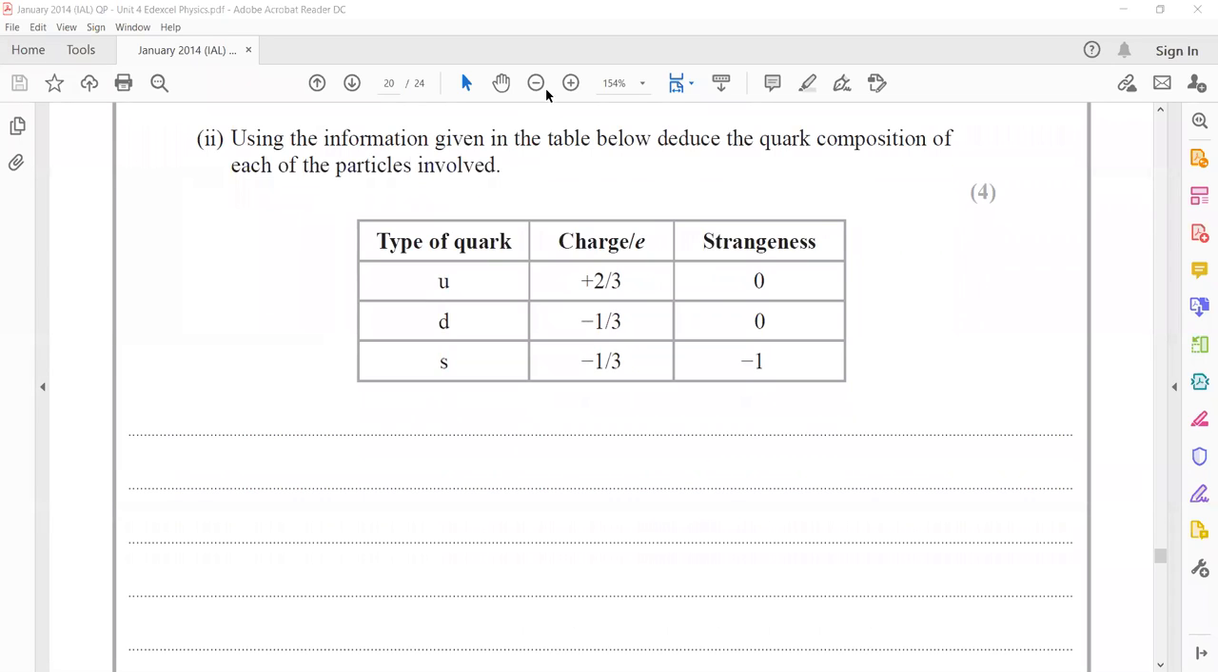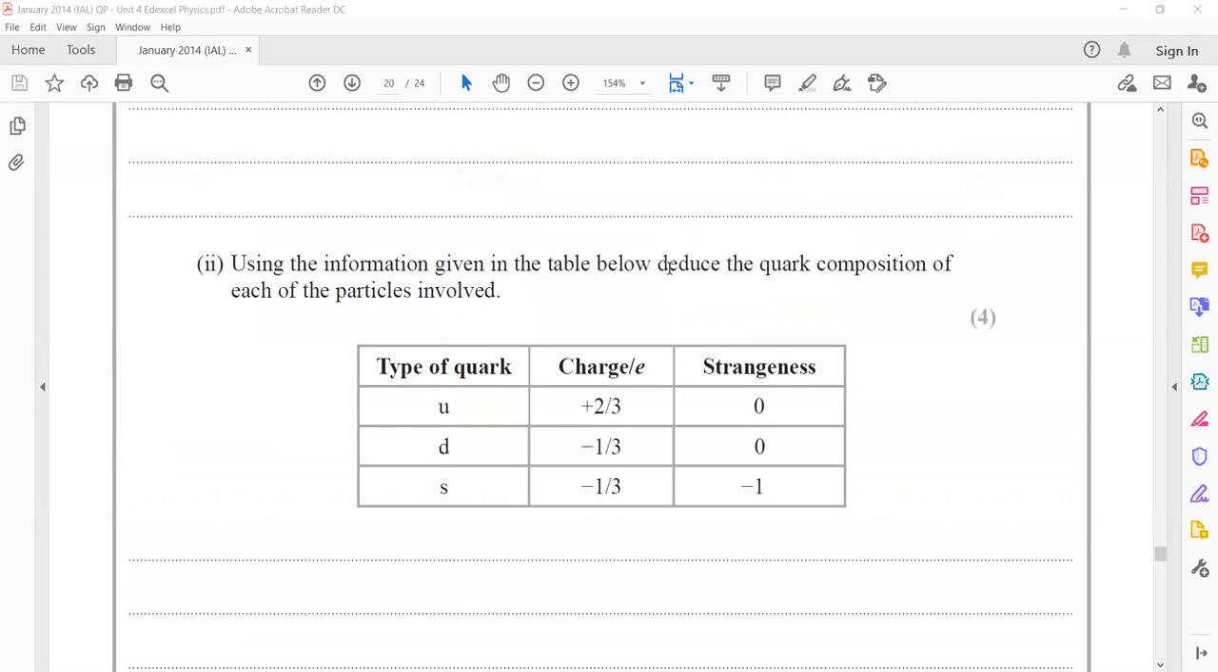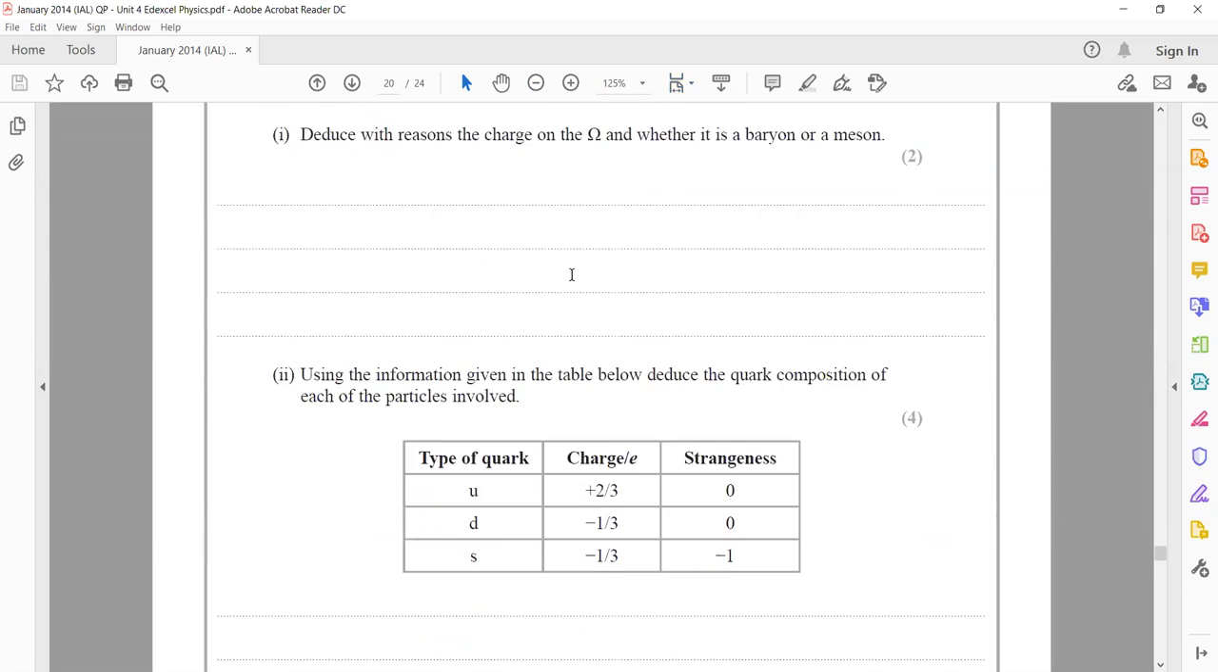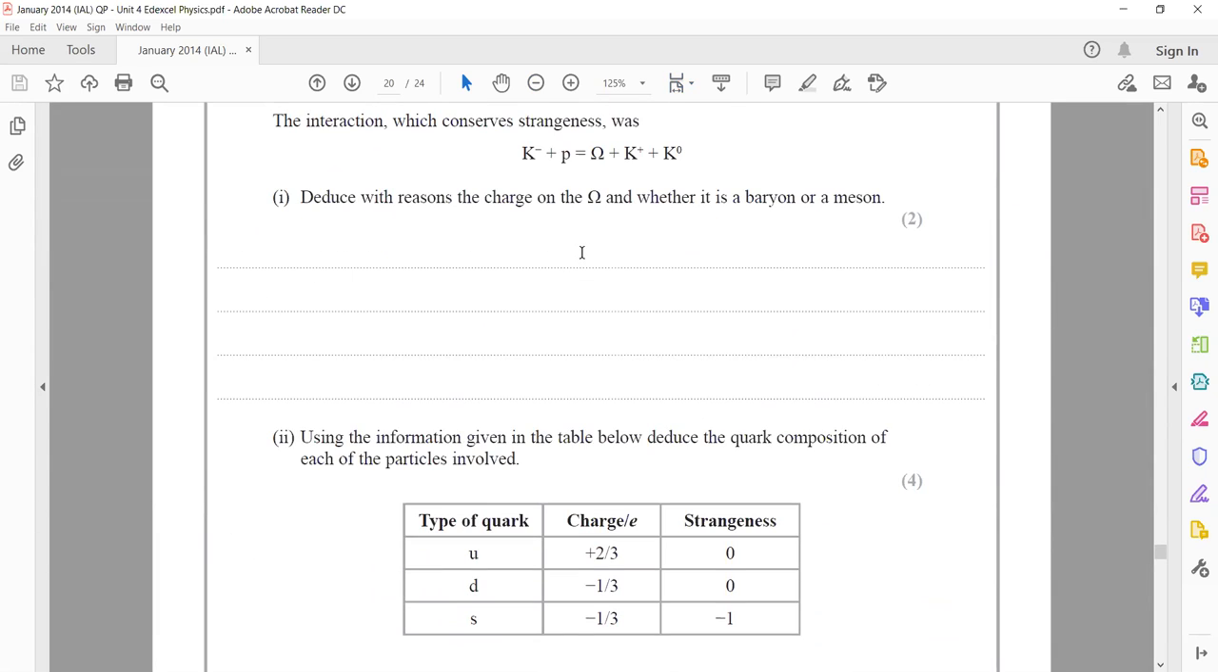Then, using the information given in the table, deduce the quark composition of each of the particles involved. Like we have to give a quark composition. What is the composition of quarks for K minus, proton, omega, K plus and K neutral? The charge of omega is minus 1 because the conservation of the charge should be there as well. So what could be the quark composition for K minus? It's a meson. For a meson, I need quark and anti-quark.